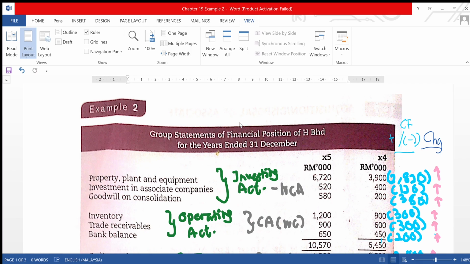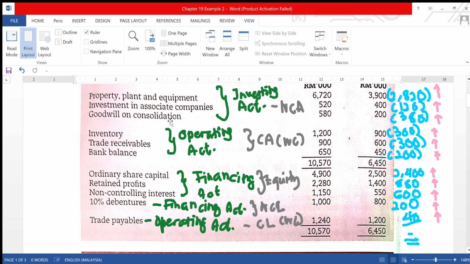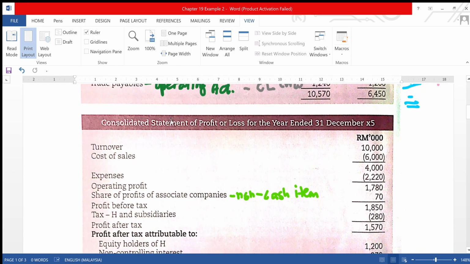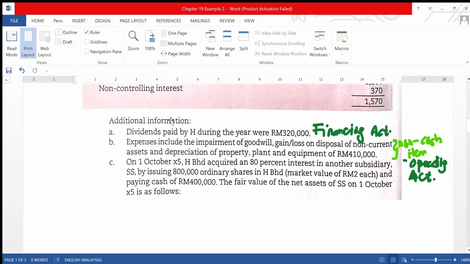Today I'm going to explain to you the group statement of cash flow. For example 2, what happens if the group purchases or acquires a subsidiary during the year. This is what I extracted from example 2 of your textbook, Jen Laza.